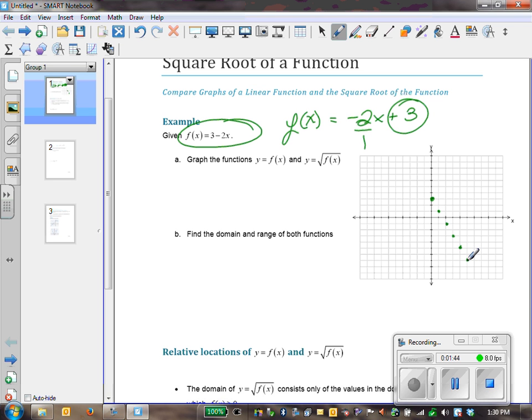Now, I want to continue my line past my y-intercept. How do I do that? Up to the left.